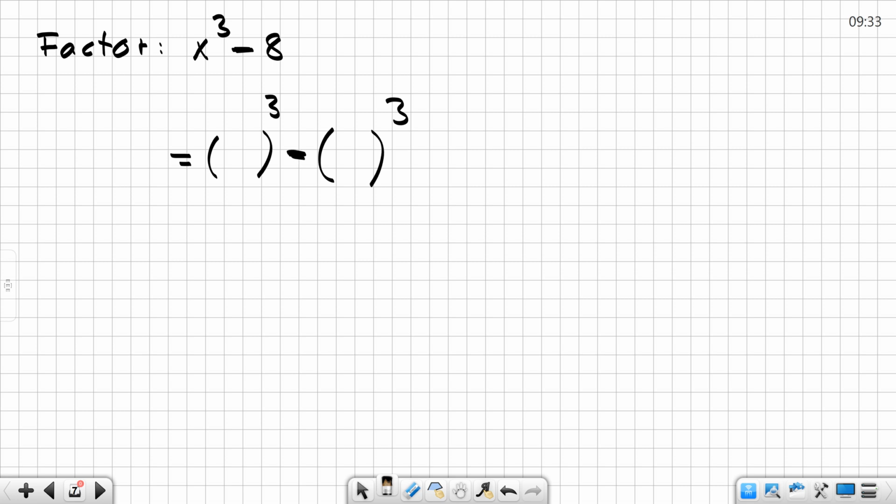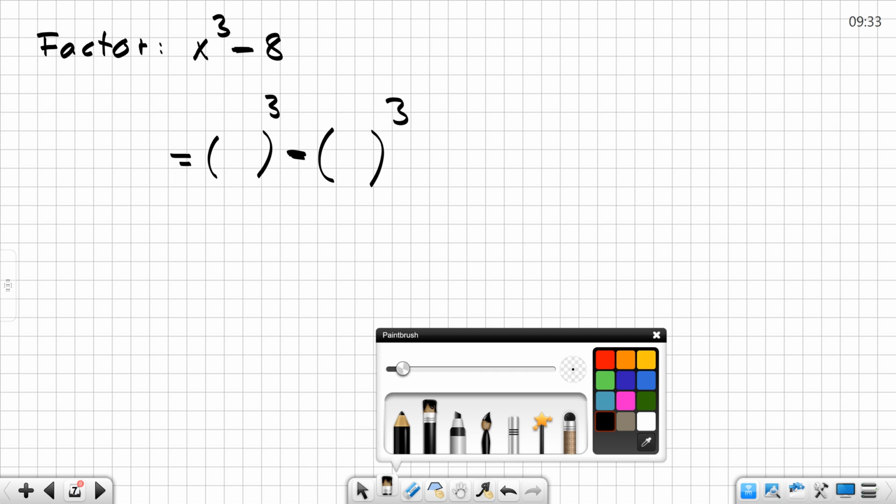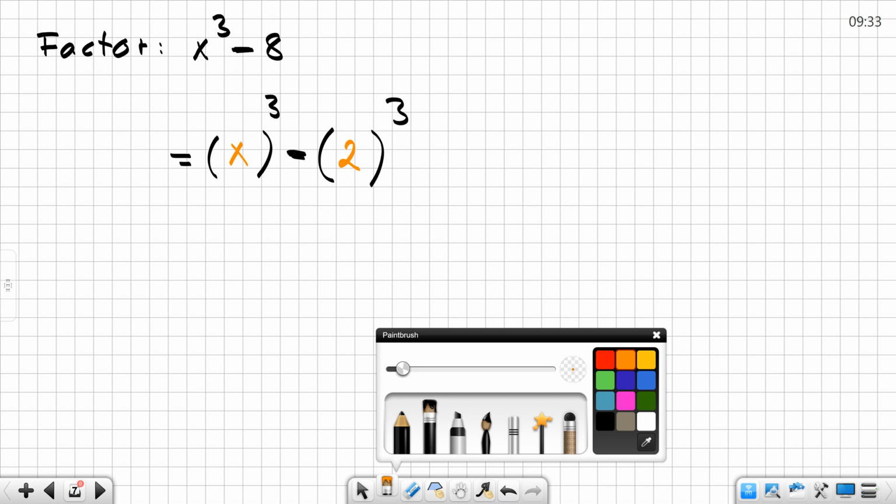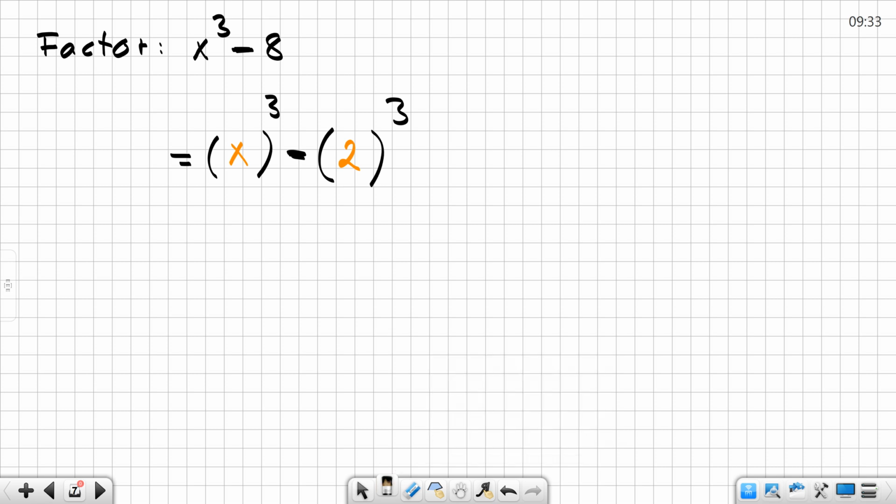So what do I have to put in the first parentheses? Well, that will be just an x. And in my second set of parentheses, that will be just 2. 2 raised to the third power is 8. Now I see what a and b is equal to, and I just have to put this into my formula. So let's have a look. What do we get? The same sign as before. I just drop the cube. So I get x minus 2.